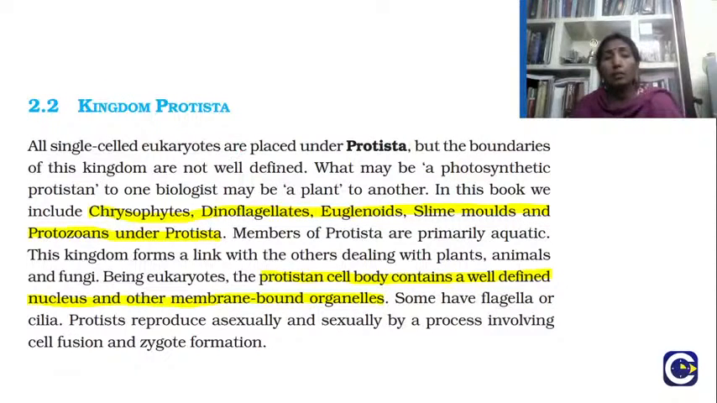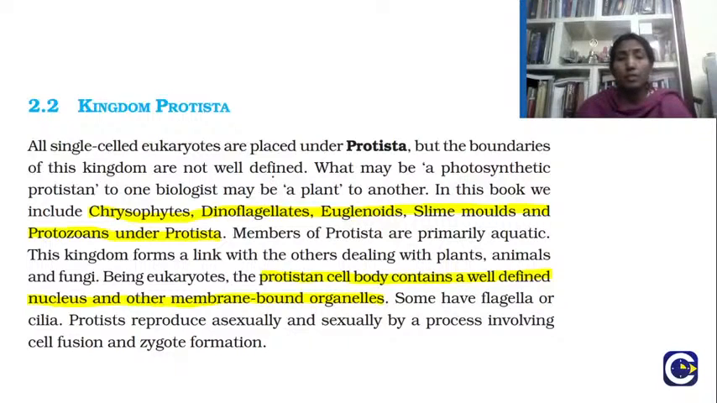So coming to the next, the Kingdom Protista. What do we mean by Kingdom Protista? The boundary of this kingdom is not well defined. You have to understand that all single-celled eukaryotes are placed under the Protista, but the boundaries of this kingdom are not that well defined. What may be a photosynthetic protist to one biologist may be a plant to another. So here, a clear-cut boundary is still not very clear.